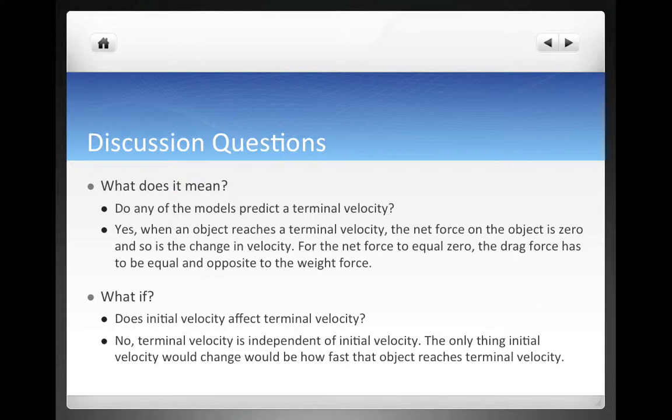The second question is, does the initial velocity affect the terminal velocity? The answer to that is no. The terminal velocity is independent of the initial velocity. The only thing initial velocity would change would be how fast that object reaches terminal velocity.